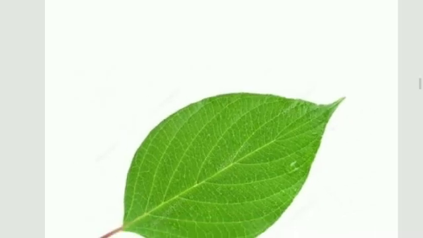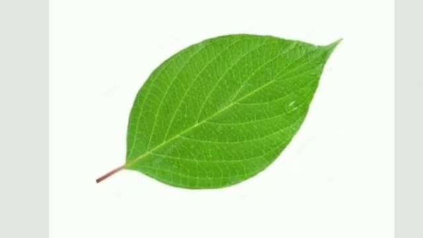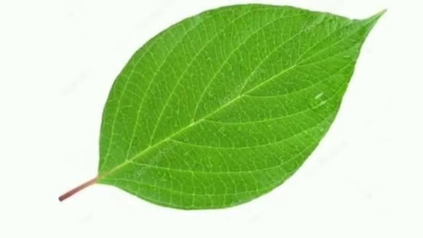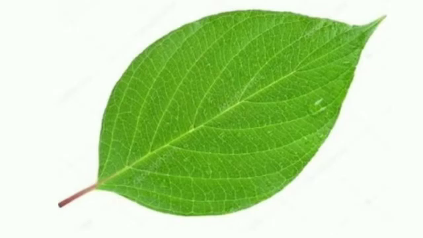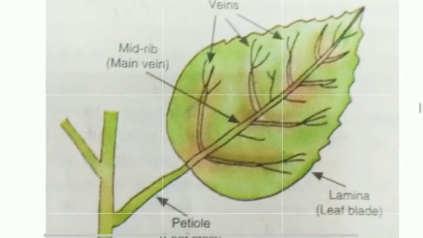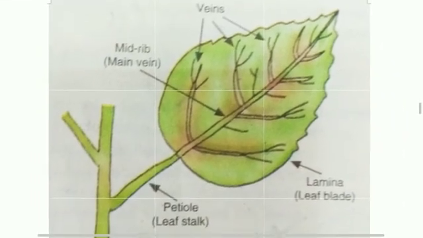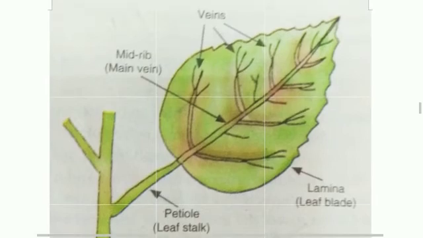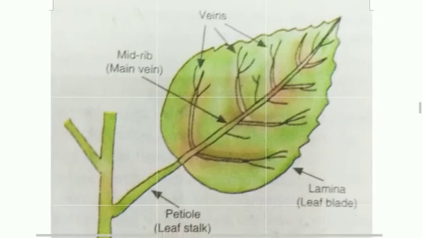Now see, this is a reticulate venation leaf. In the middle, this brown color is the petiole. From petiole to tip, there is a midrib, and the secondary lines are called veins, and the third lines are called veinlets. This is a typical reticulate venation leaf. This is called petiole. The broad area is lamina, with midrib and veins.